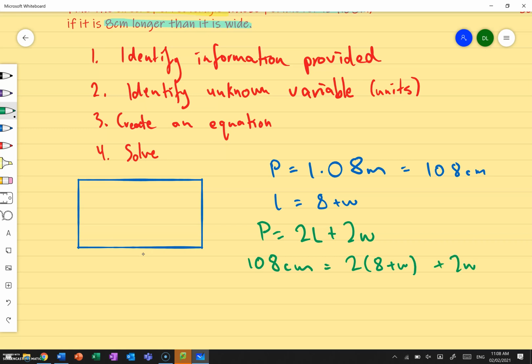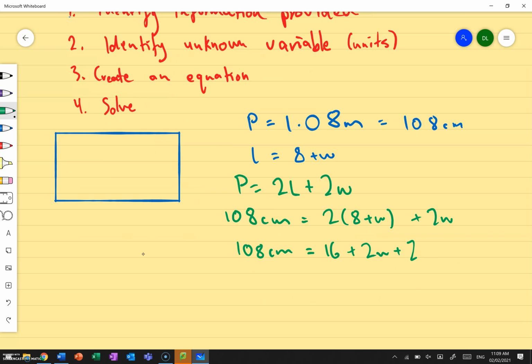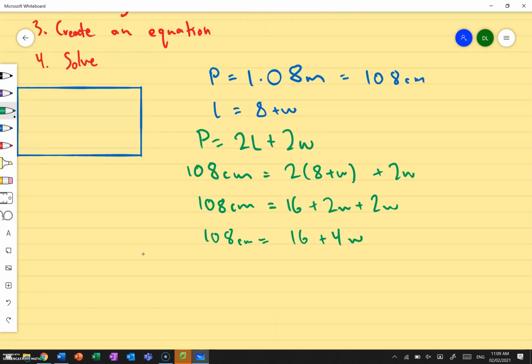I'm going to go ahead and simplify that. I've got 108 centimeters equals 2 times 8 plus 2 times W, 2W, and then we have 2W there. Any questions so far? No? I'm going to simplify that. 108 centimeters equals 16 plus 4W. I'm going to take away 16 from both sides. What's 108 take away 16? 92 equals 4W. Now what?